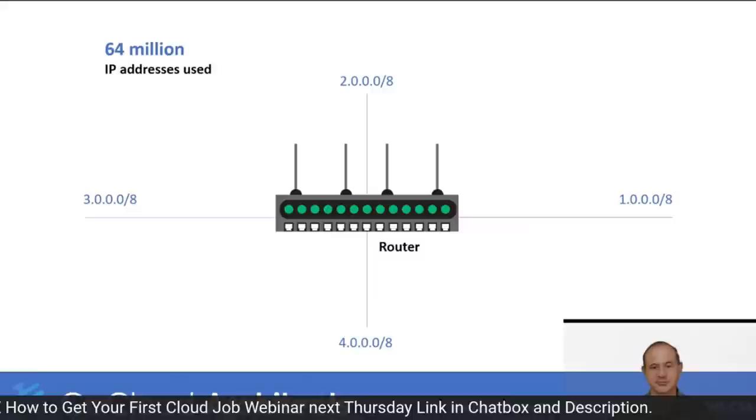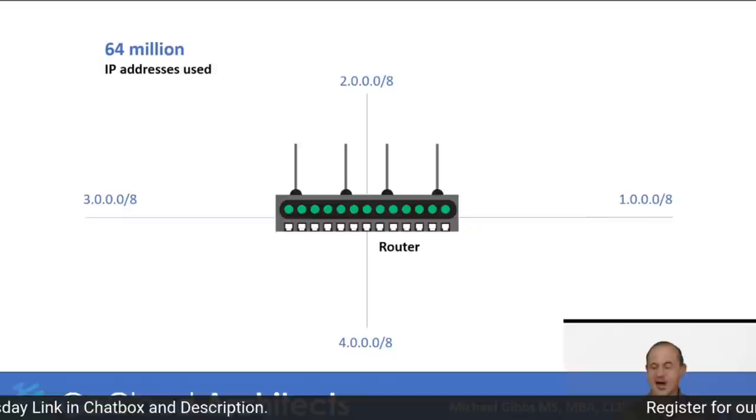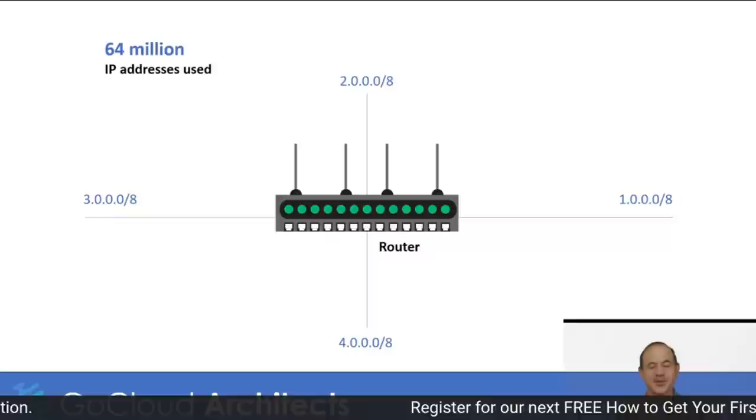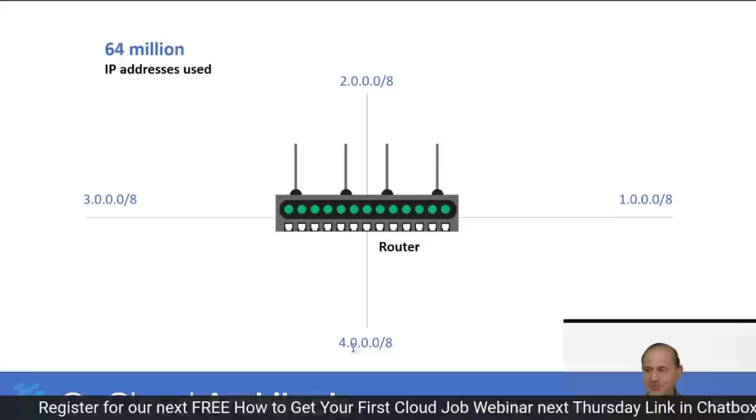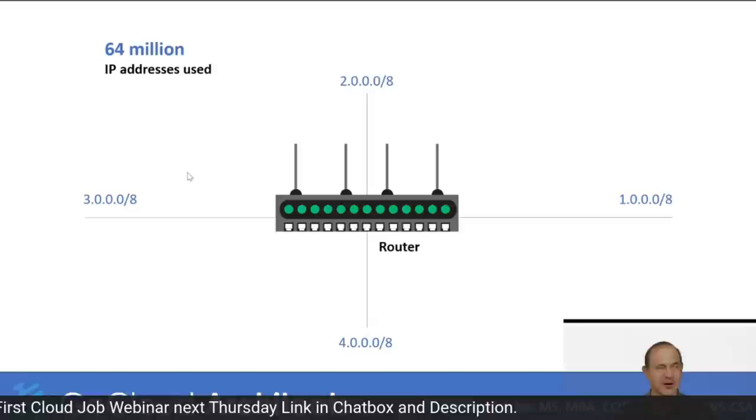By using that subnet with a /8 subnet mask, and we'll get into this deeper, I've literally burned 16 million addresses for this particular subnet, the 1.0.0.0. And then I burned 16 million addresses here. And then I burned 16 million addresses here. So I've got a problem. Does anybody think I can stick 16 million systems on a subnet? No.